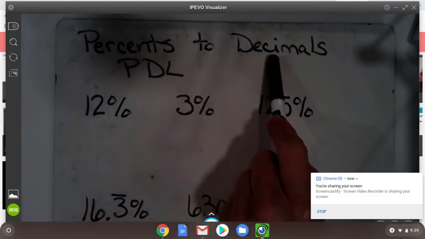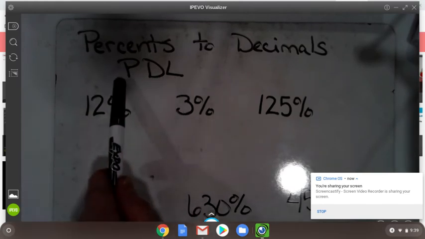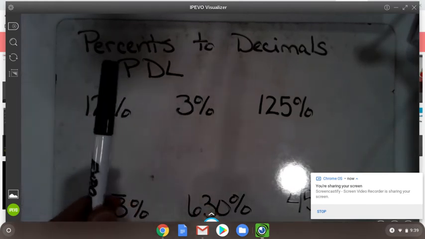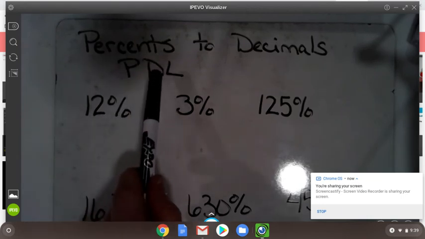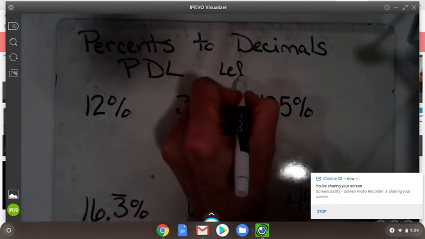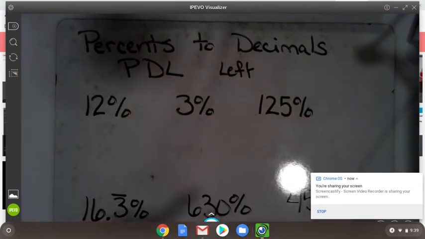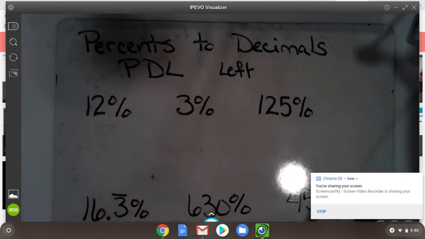Percents to decimals, and I had this on my board at the front of the room, the word pedal, like pedal, no vowels. Percents, the P stands for percents, the D for decimals, and the L stands for left, because that's where we're moving the decimal. We're moving it to the left. So to go from percents to decimals, we go left. Now I have down here some examples.